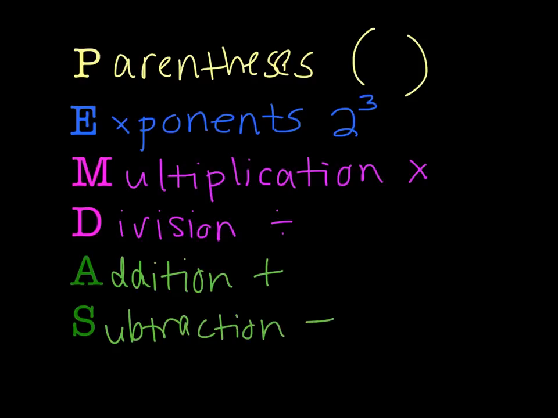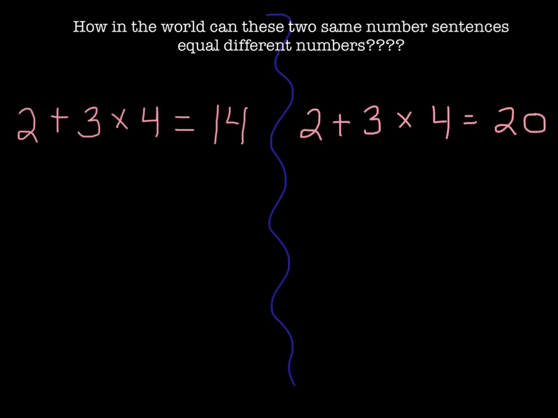Let's take a look at some number sentences. I have two number sentences written here, one on the left, one on the right. Both of them have the exact same numbers, at least to start off with, on the left-hand side of the equal sign. So for example, 2 plus 3 times 4 is equal to 14, and 2 plus 3 times 4 is equal to 20. Both of those are true in some way. How in the world can they be true when they both equal different numbers? It's all about where you put the parentheses.